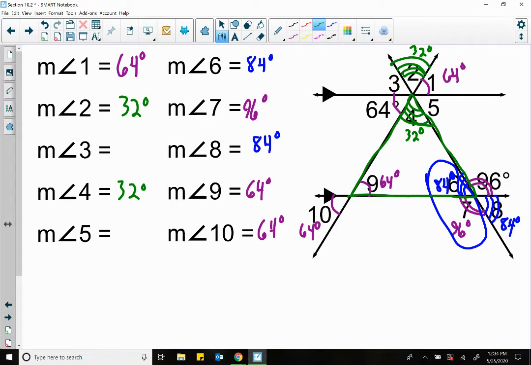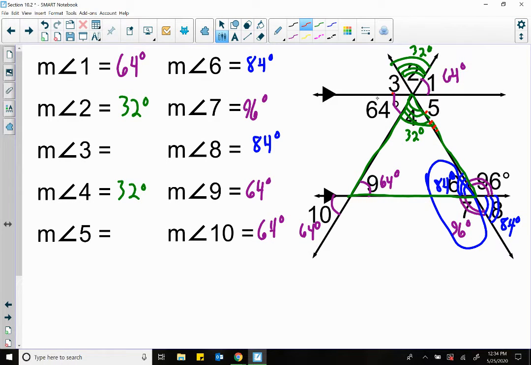Now, let me talk to you about a couple different ways we can figure out the last angles. We know that these two have to be congruent, because they're vertical. I'll do the congruent symbols here in just a second.